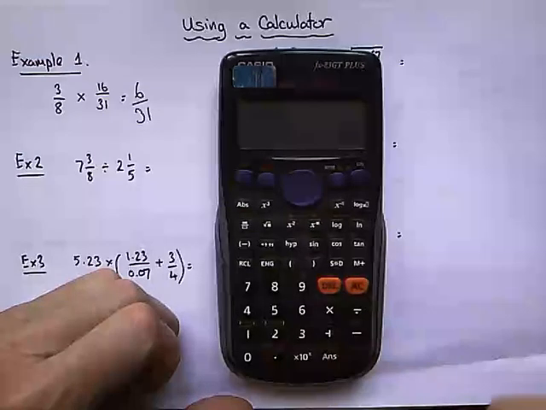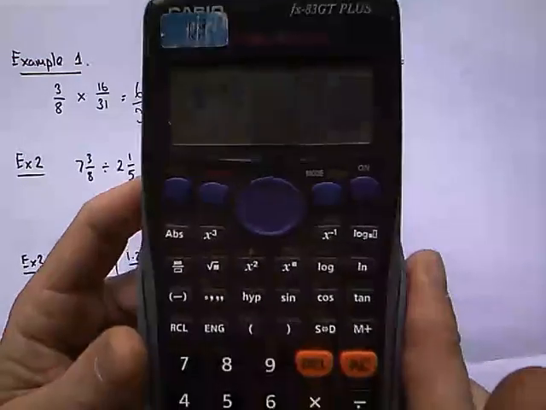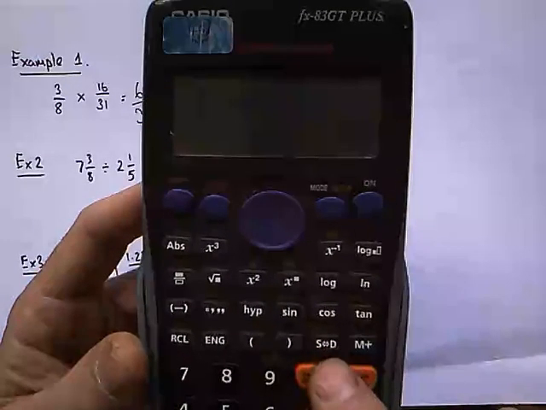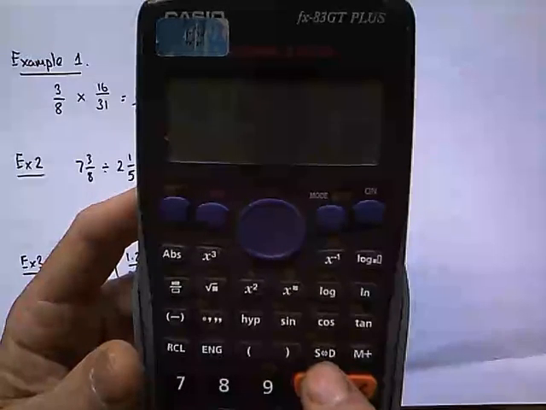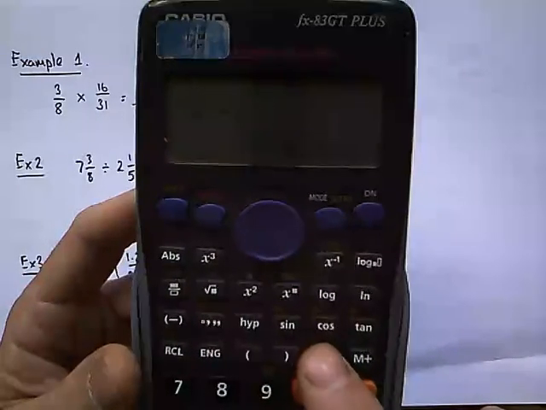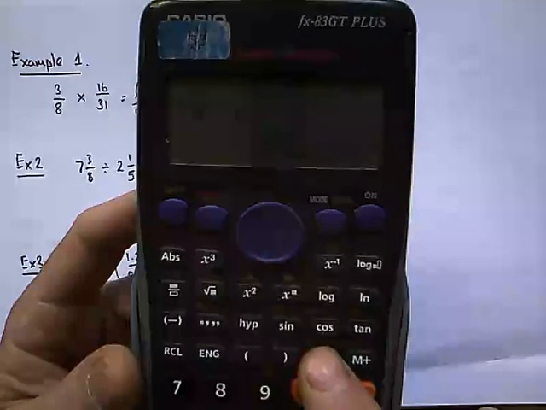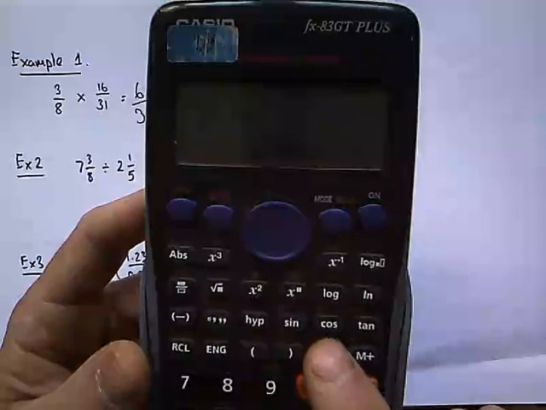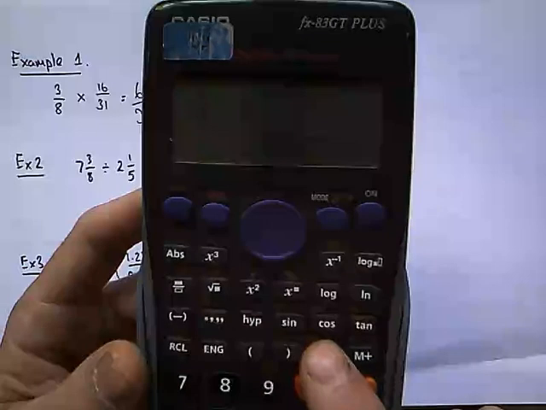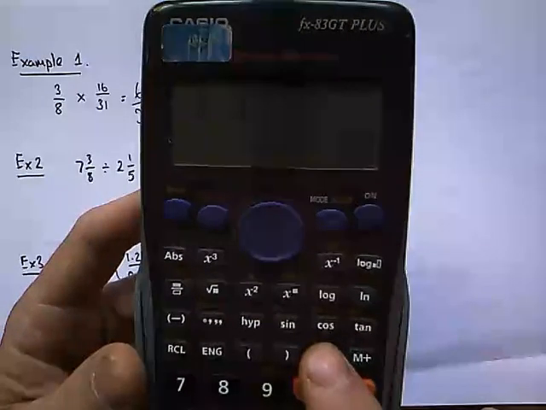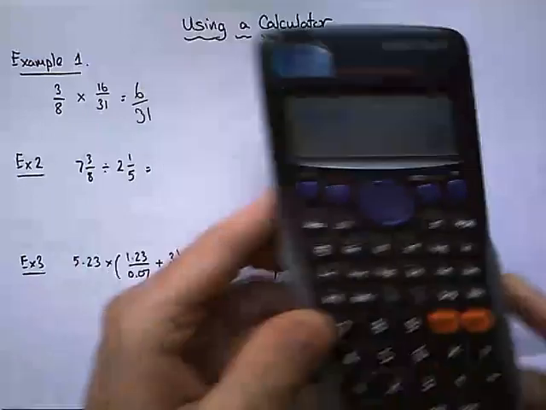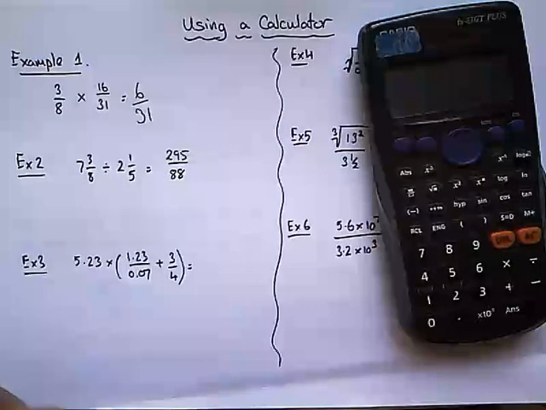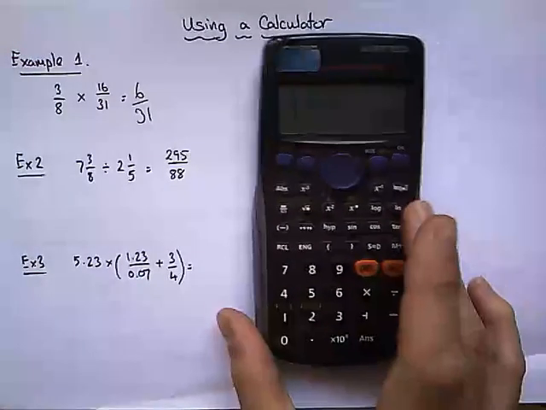Pressing the equals button, and I get 295 over 88. If I were to press the SD button, that would convert that into a decimal. So press the SD button and there's my decimal, 3.352 and then 27 recurring. So press it back, it extends the decimal again, and then if you press it a third time, it will take it back to a fraction. So 295 over 88 would be my answer.